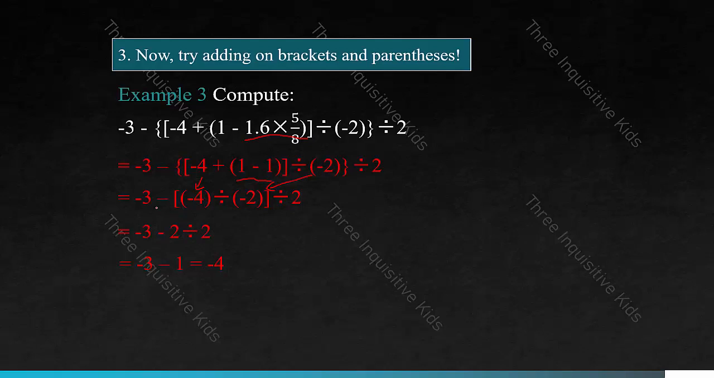But you can see that there was a negative sign outside these brackets, so it's minus positive 2. And then we still have to do the division, which is negative 2 divided by 2, which equals negative 1. So negative 3 minus 1 equals negative 4. So that might have been a lot for you, and I want you to pause the video and go over the solution by yourself one more time.